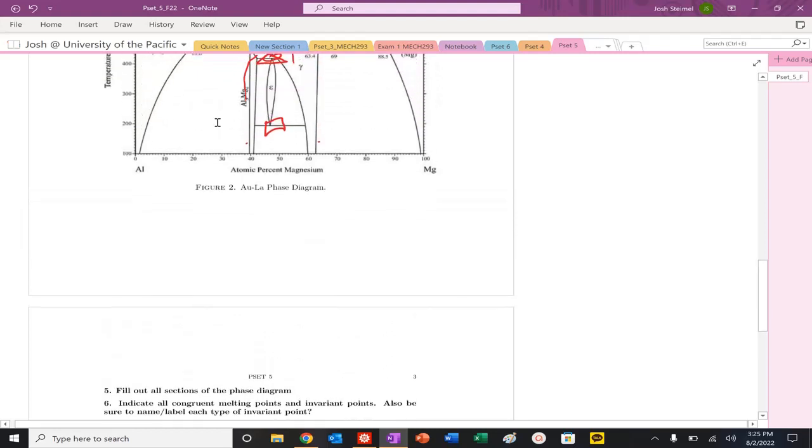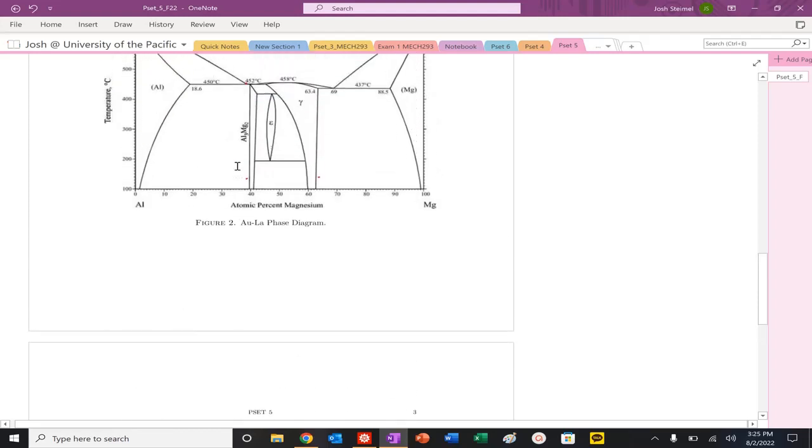Composition of 32% Mg. So 32% Mg, and then what else? What temperature? 475. It's actually 450 here, so 475. Over here, and then 32 going up, so right here. So what are my phases?